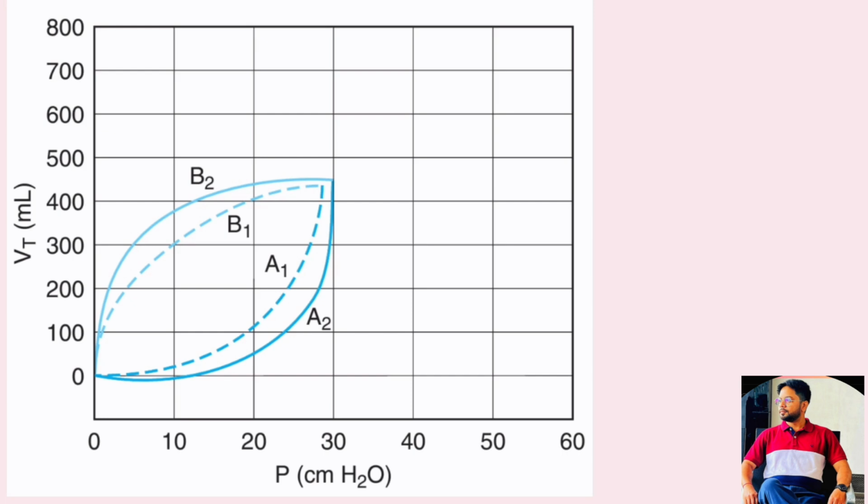Bowing of the inspiratory limb from A1 to A2 may be caused by excessive inspiratory flow. Bowing of the expiratory limb from B1 to B2 may be caused by an increase in the expiratory flow resistance, such as seen in bronchospasm.